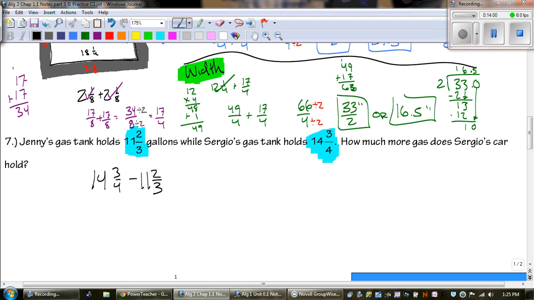All right. And when we subtract like this, I'm going to subtract the smaller one from the bigger one. Okay. So the first thing that we need to do is the check mark method. Okay. So 14 times 4 plus 3, and you get 59 over 4 minus 11 times 3 is 33. 33 plus 2 is 35.